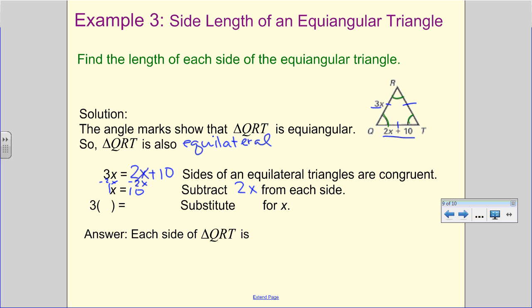So then, notice they're asking you to find the length. Once you find that, you have to substitute 10 in for x. We don't stop at saying just x equals 10, but we go and plug that back in. So we get each side of the triangle is 30. Now we can check that by saying this side is 2x plus 10. So if I do 2 times 10, which was the x value, and then add 10, 20 plus 10 is 30. So I'm getting 30 regardless of which side I plug that x in for.